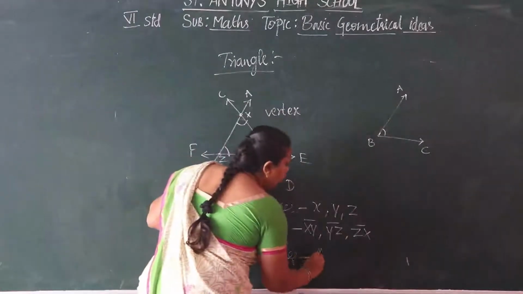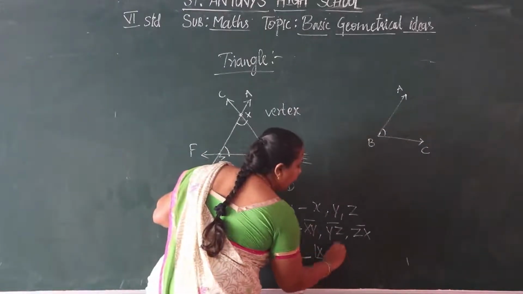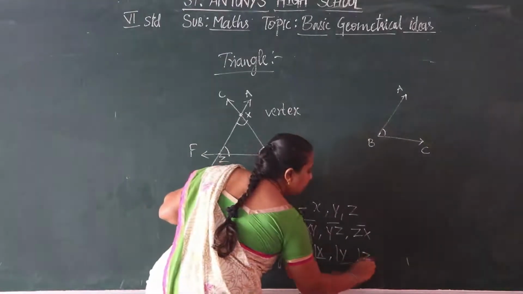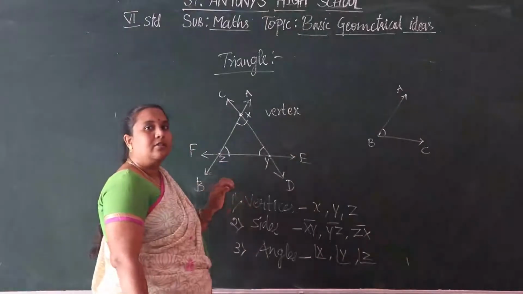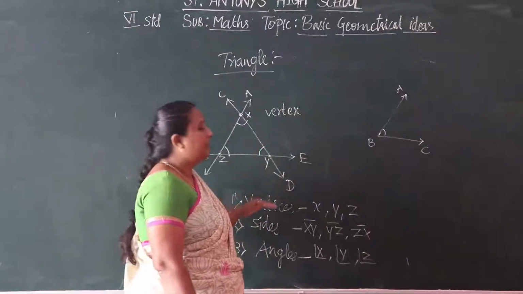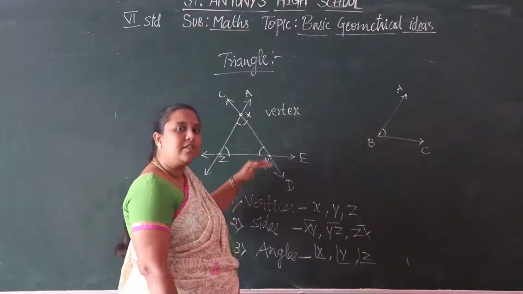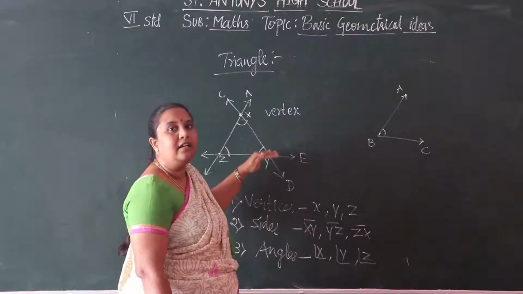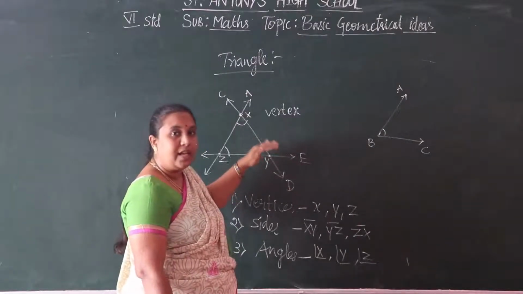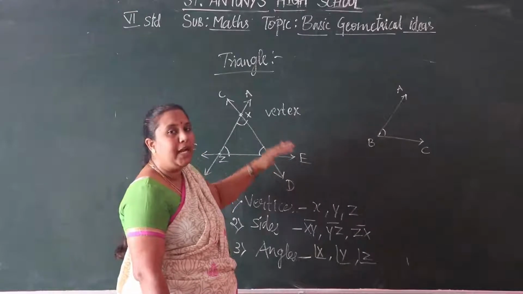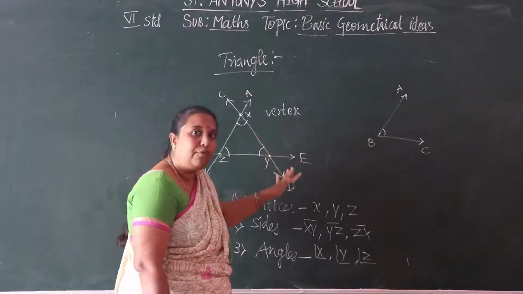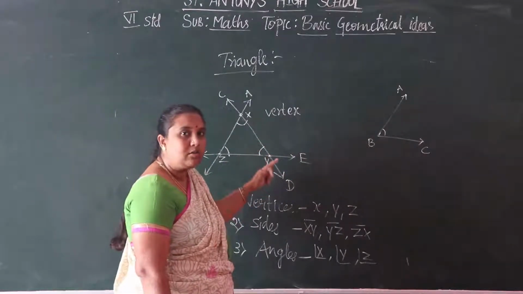Now let us write angle X, angle Y and angle Z. What are the angles? Angle X, angle Y, angle Z. So now we move on to triangles. What is a triangle? A triangle is a 3-sided closed plane figure. It is a closed figure.